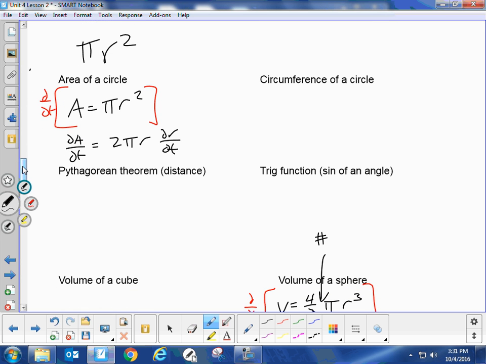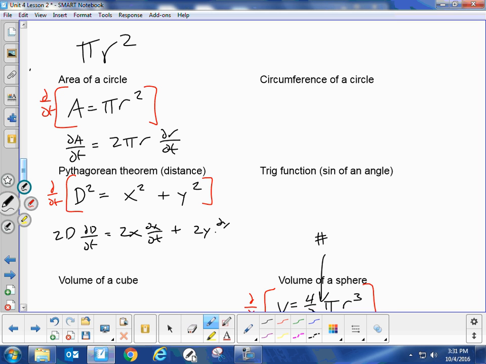We'll be using the Pythagorean theorem a lot with these questions. This is how we're going to calculate distance between two objects. I usually go with D squared is equal to a horizontal distance squared plus a vertical distance squared. And you can take the derivative of this with respect to t. You get 2D dD/dt equals 2x dx/dt plus 2y dy/dt.